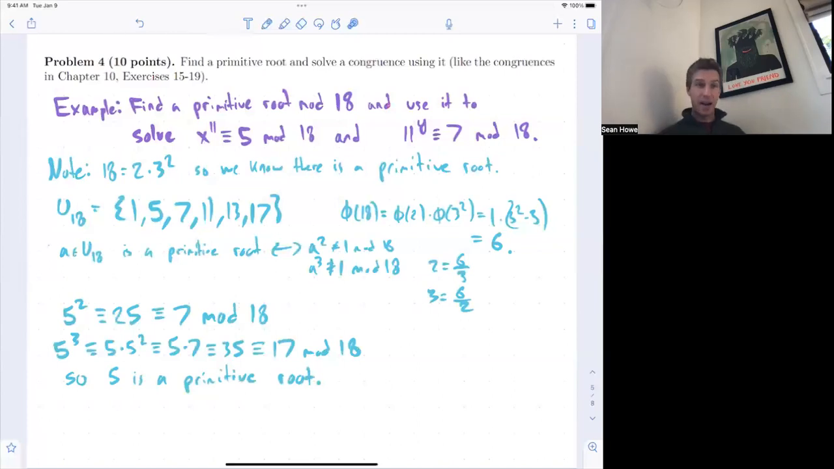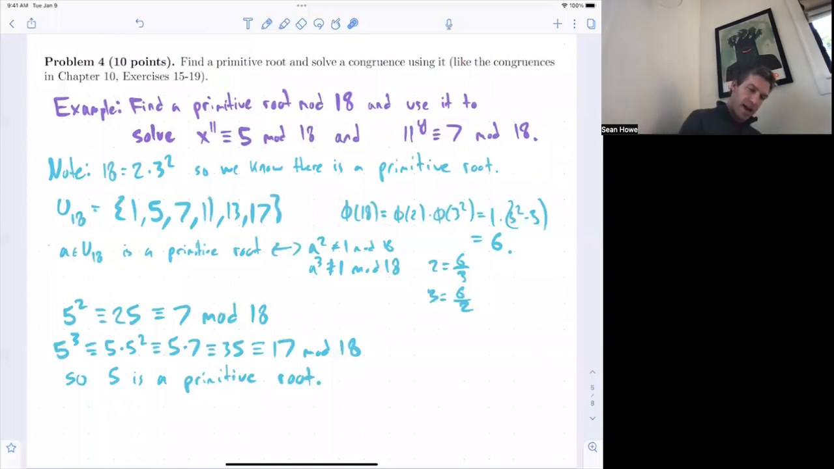If I had gotten 5 squared equal to 1 mod 18, or 5 cubed equal to 1 mod 18, that would mean 5 was not a primitive root, and I would move on to the next thing. If 5 was not a primitive root, then I would try 7, and if that was also not, then I would try 11, and so on. So you start at the smallest and go up, trying them until you find one that is a primitive root using this criteria. So that's how you find a primitive root.